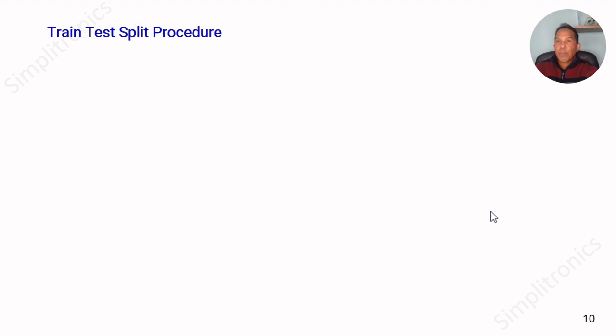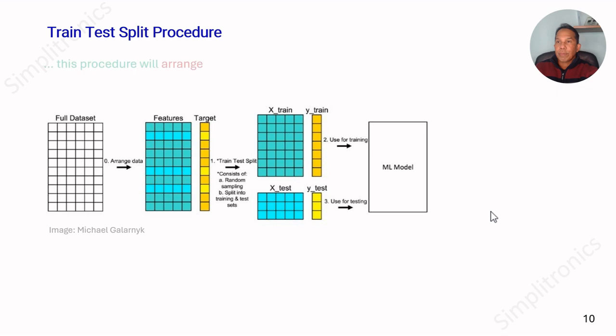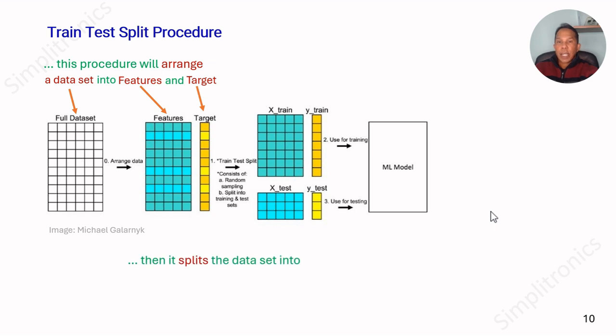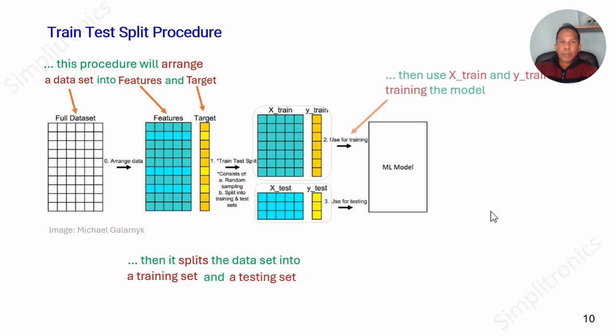Train test split procedure. This procedure will arrange a dataset into features and target. Then it splits the dataset into a training set and a testing set. Then use the X train and Y train for training the model, and X test and Y test for testing the model.